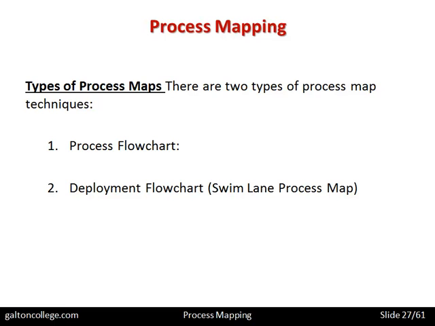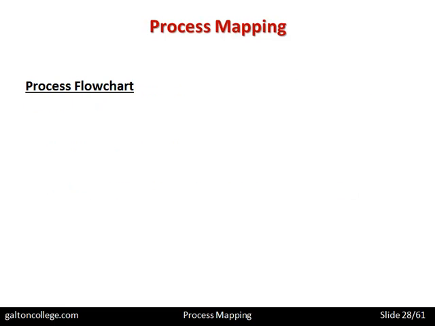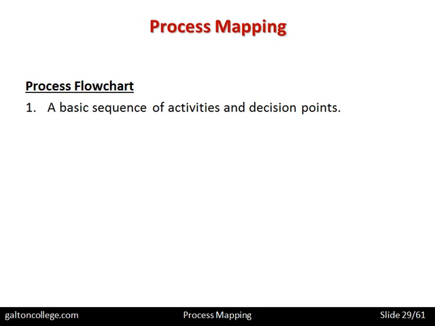So we have deployment flowcharts. We'll talk about it in a few moments, and process flowcharts. Let's look at the process flowchart to start. A basic sequence of activities and decision points. That's all it is. It's a sequence of activities and decision points. Which way to go when management have to make a decision.